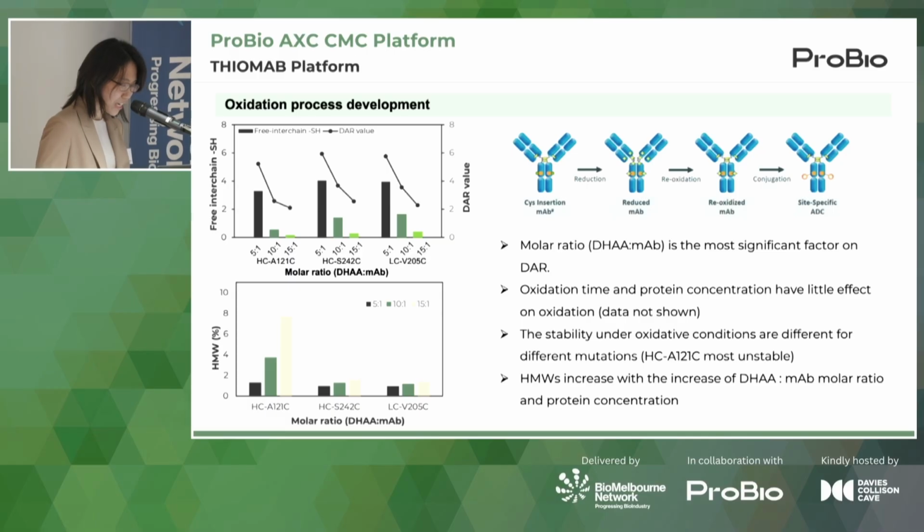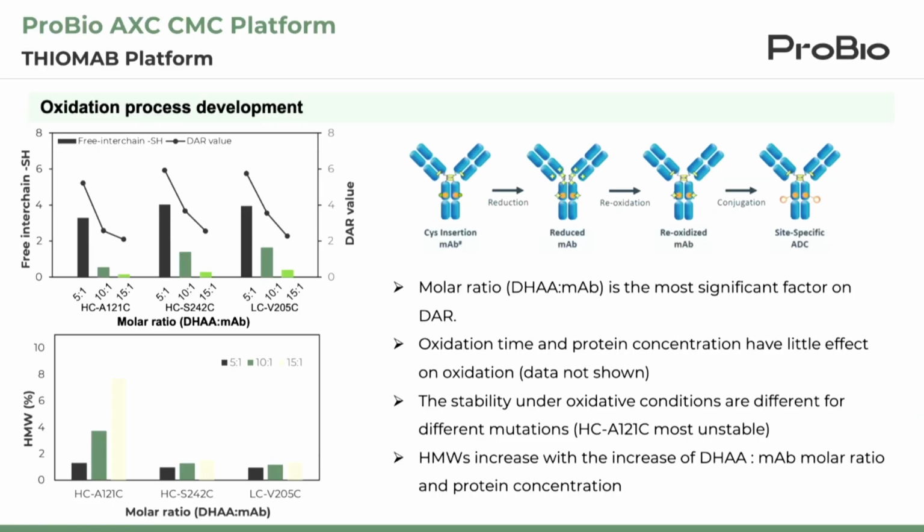At the same time, the oxidant ratio and also the mutation sites on the antibody, as well as many other factors such as the antibody concentration, will impact the stability and purity of the conjugated products. Therefore, all these factors need to be carefully balanced and optimized in order to generate a fully optimized conjugation process.